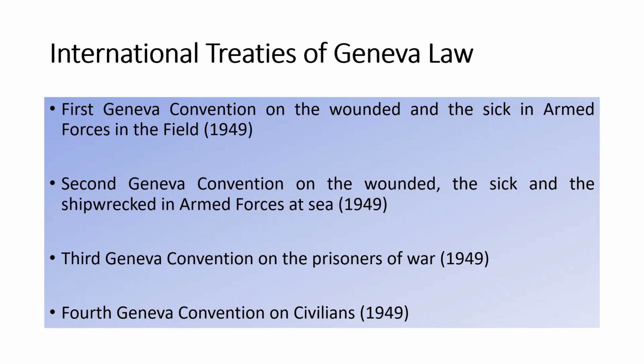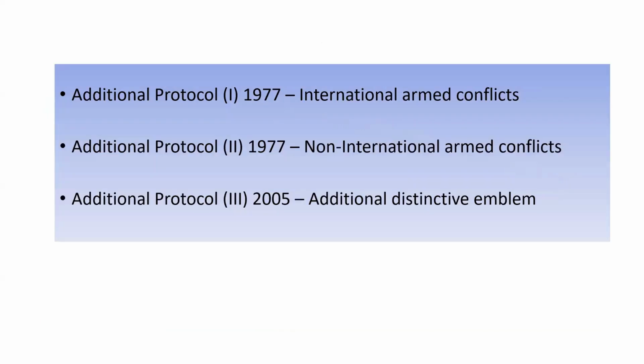So in addition to these 4 conventions, in 1977, 2 additional protocols were added for international armed conflicts and non-international armed conflicts. And in 2005, the additional protocol 3 was introduced, which is on the additional distinctive emblem. I will not discuss these conventions and additional protocols in detail here.